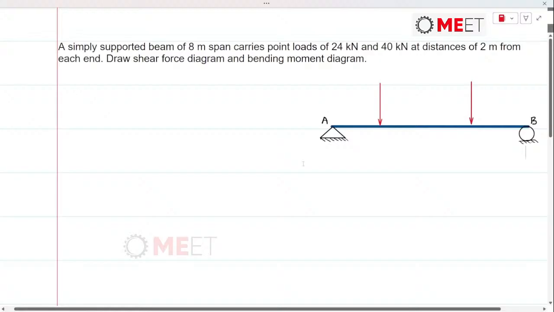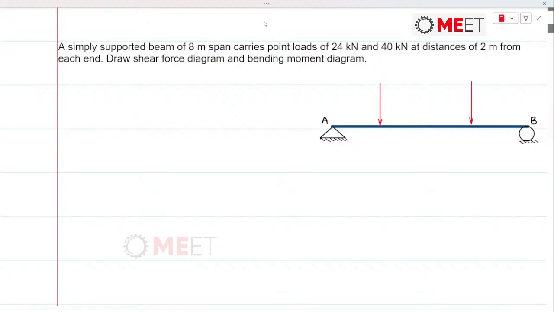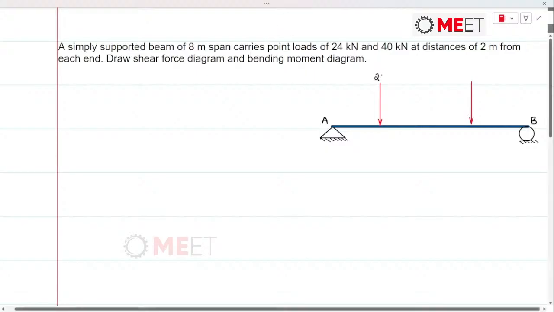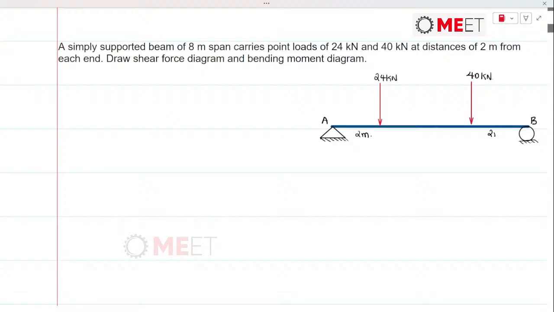So the question is about a simply supported beam whose length is 8 meters and carries 2 point loads. One of them is 24 kilonewtons and the other one is 40 kilonewtons, at distances of 2 meters from each of the ends. So this is 2 meters and this is 2 meters, and the distance between both the loads is 4 meters. For this situation, the shear force and bending moment diagram needs to be drawn.